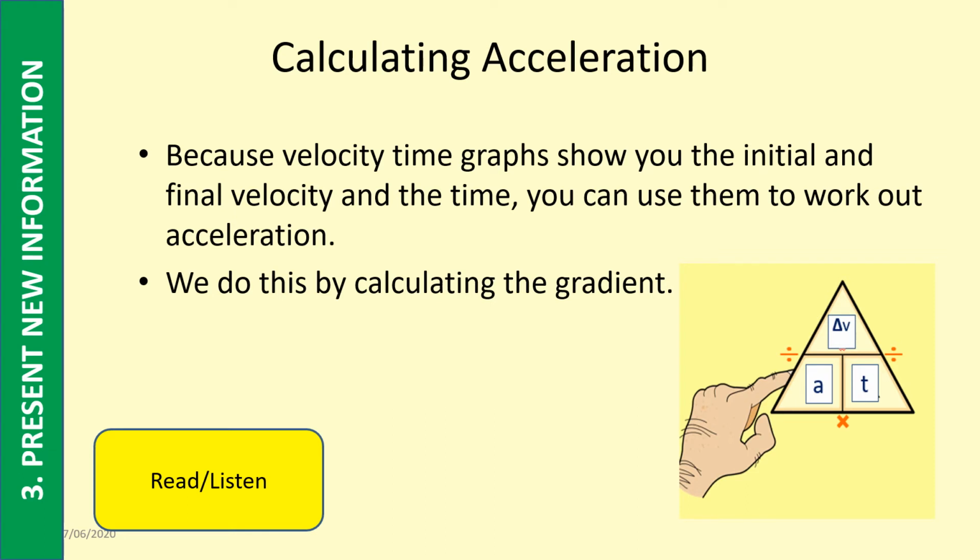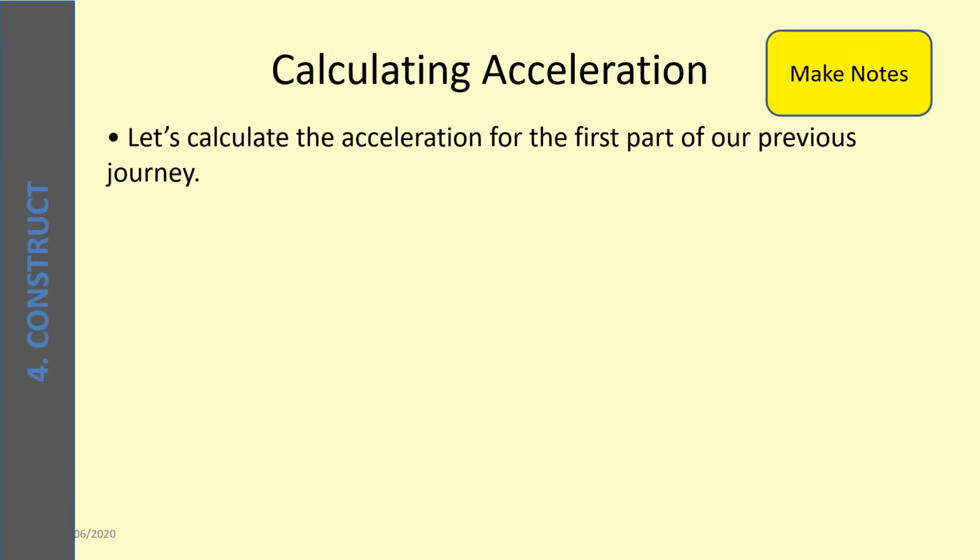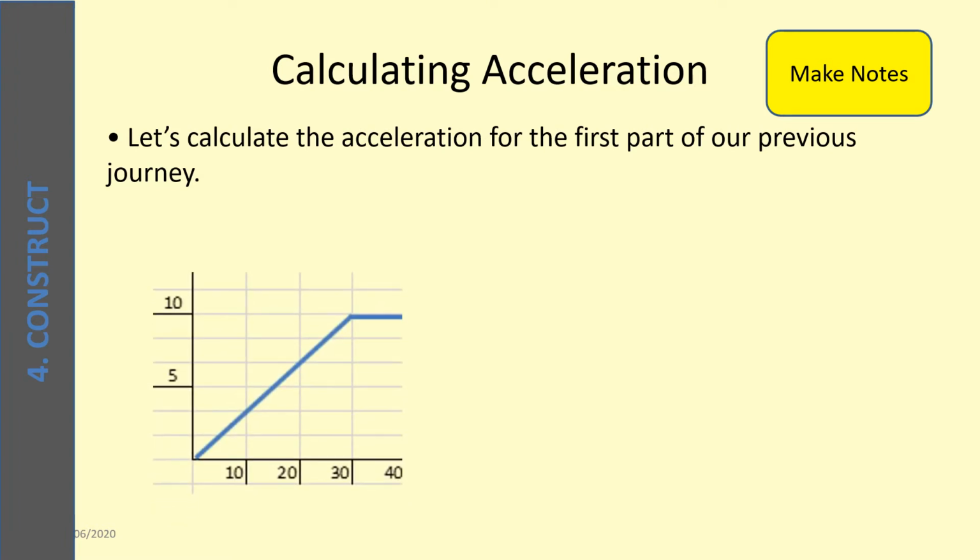All you have to do is work out the gradient or the slope of the part of the journey that you're interested in. So let's return to our journey, the one that we've drawn the graph for, and let's see if we can calculate the acceleration for the first part of the journey. So I've reproduced that first bit of the graph here for you, and it's this slope that we want to work the gradient of, because that will tell us the acceleration for that part of the journey.